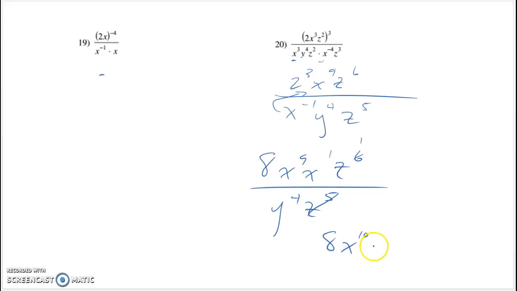X to the 9 times x to the 1 is x to the 10, so we've got 8x to the 10. Z over y to the 4, and there's that one.